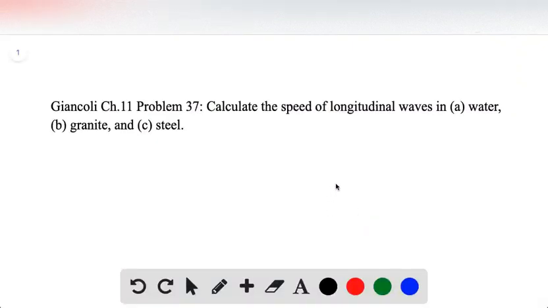Hey guys, I will answer a question from Giancoli's textbook. This is problem 37 from chapter 11, which asks you to calculate the speed of longitudinal waves in water, granite, and steel. Okay? So for this problem, you'll really need to refer to section 11-8, and in there, you will find the two equations that you will need to solve this problem.